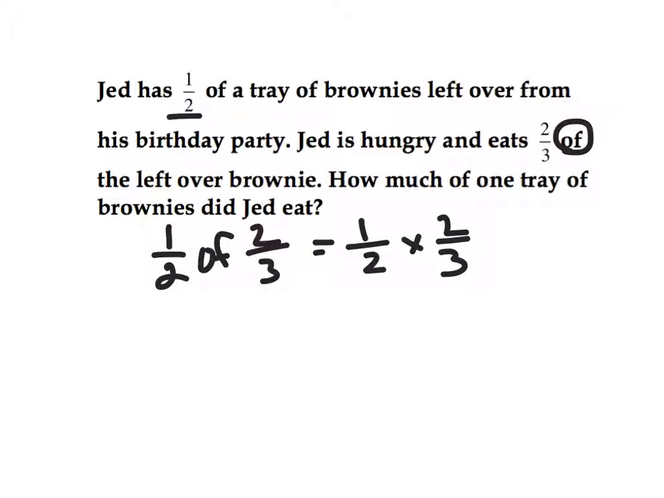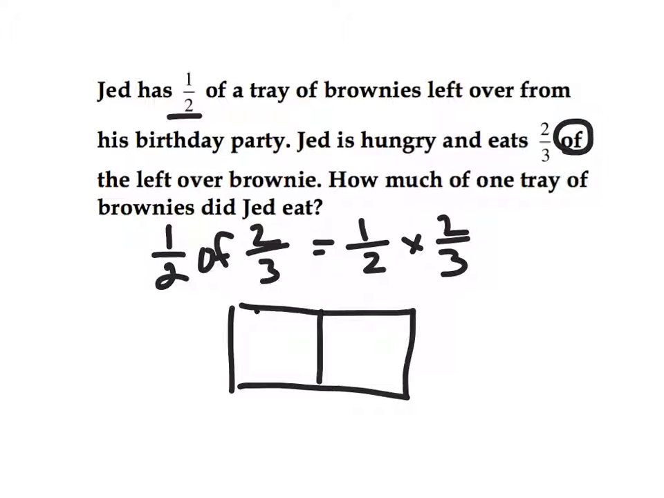Whenever I picture a tray of brownies, I imagine a rectangular pan. Since it says there's a half a tray of brownies, I'm going to take my pan, split it in half, and shade my half. At this point, we're only working with the half because remember, over here, there's no brownies left, so we're not concerned with this part anymore. I'm going to look at just the shaded part, and section it into 3 pieces because it says 2/3.